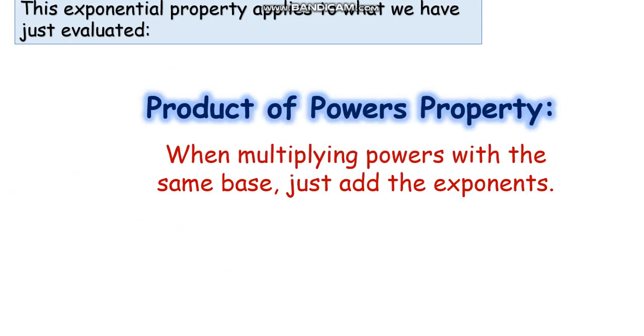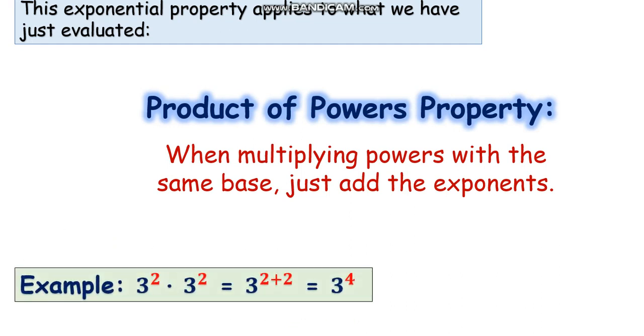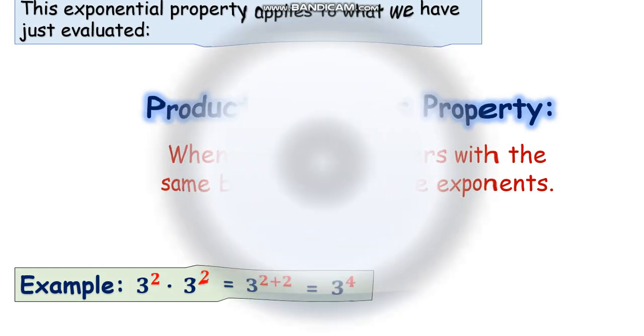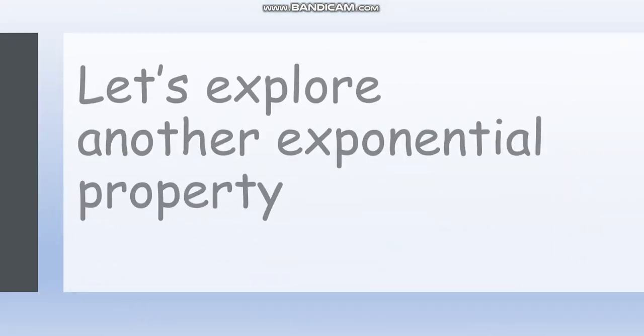Now there's an exponential property that applies to what we just evaluated, and it's called the product of powers property. This property states that when multiplying powers with the same base, just add the exponents. So in the case of 3 squared times 3 squared, a simple way to evaluate it is just to leave the base as it is and only add the exponents. This property is a shortcut and only applies to powers with the same base. Let's explore another exponential property.